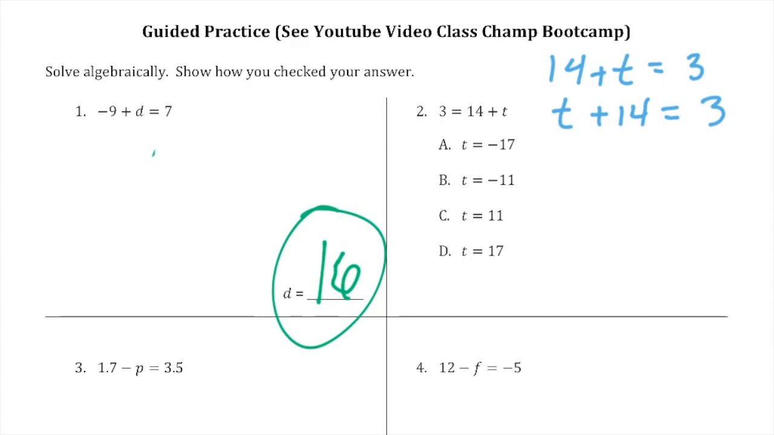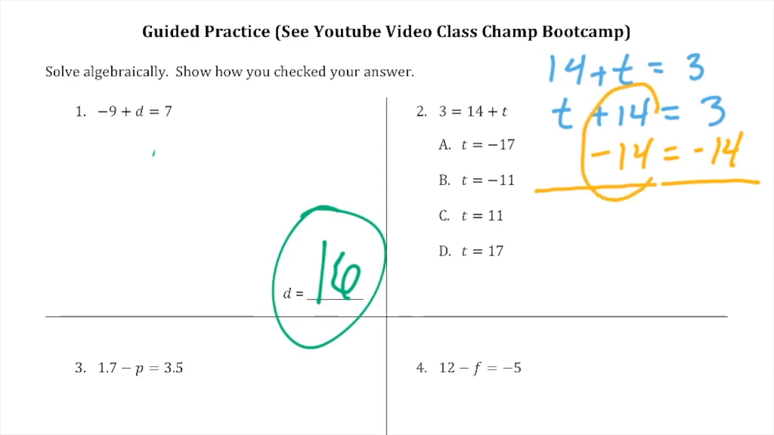All right. Now I am going to isolate t by using the inverse operation. So in question number 1, I isolated D by adding the opposite. For this question, I'm going to use the inverse operation to isolate t. So the inverse of adding 14 is subtracting 14. And if I subtract 14 from one side of the equation, I also have to subtract 14 from the other side of the equation so that it stays balanced.